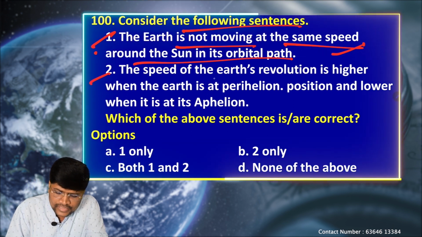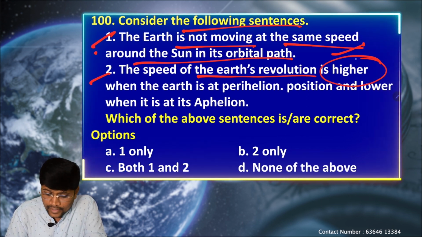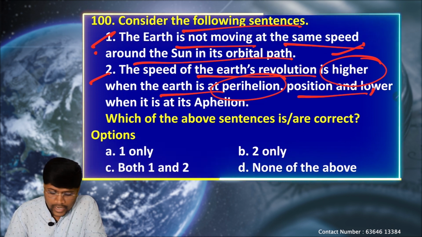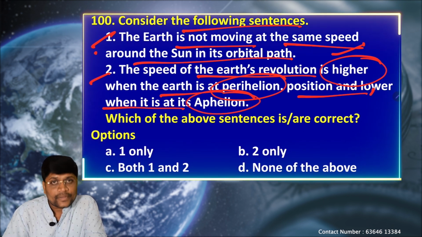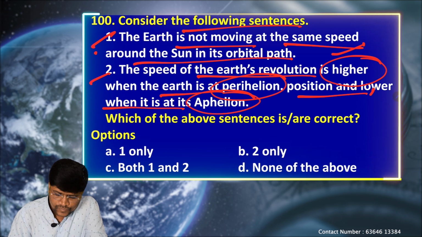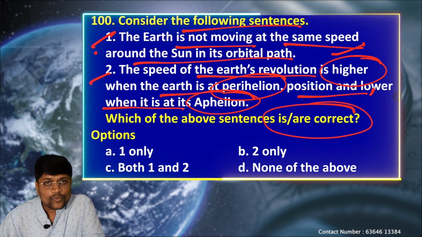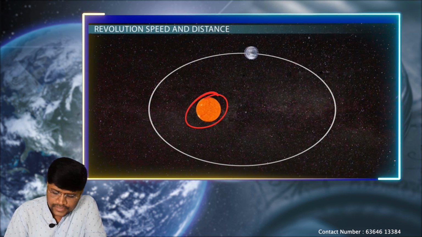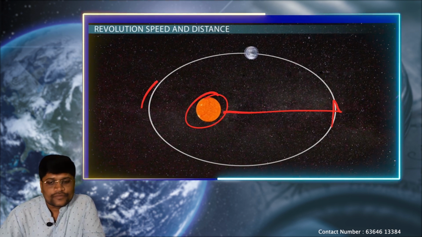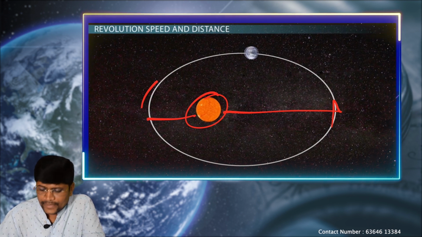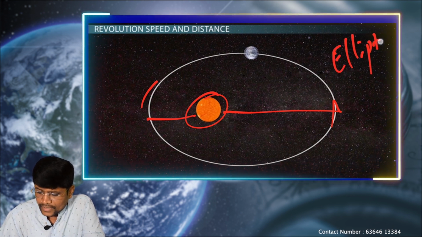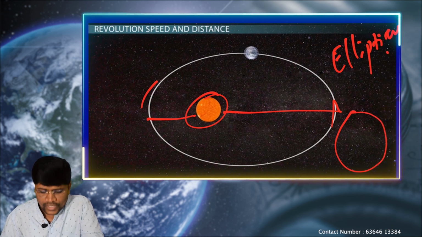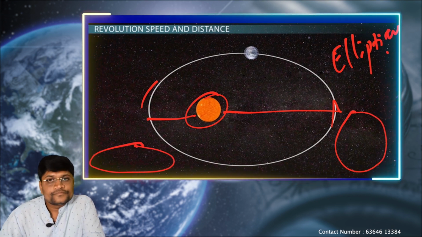Next, the speed of the earth's revolution is higher when the earth is at the perihelion position and lower when it is at aphelion. Which statements above are correct? Let's see. Again, we know that this is the sun and this is the orbital path of the earth. This is called the elliptical orbit. Why is it called an elliptical orbit? This is not like a perfect round. So it is this shape.